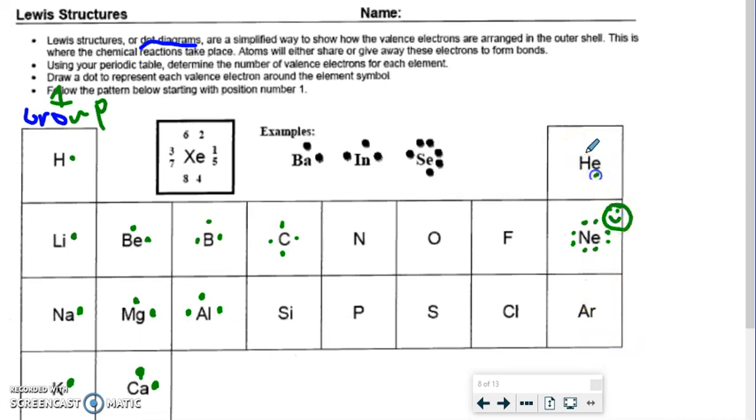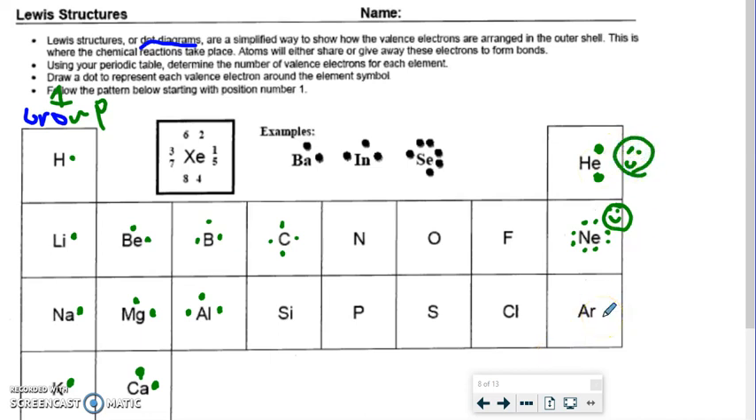Now remember, helium doesn't have 8. It's only going to have 2 because it only has that one little energy level and it only holds 2. But it is a full energy level, so this guy is happy.